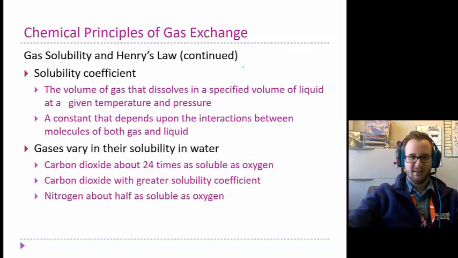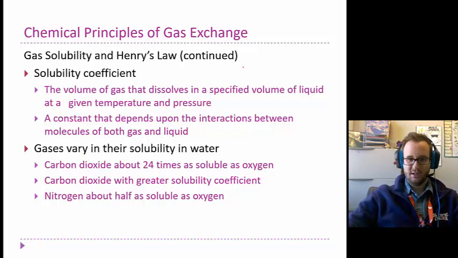And so every single gas has a different solubility coefficient, and the solubility coefficient is just going to describe how soluble that specific gas is in water. And I'm not going to go through and make you memorize solubility coefficients, but I do think it's important to understand what the solubility coefficients mean. And so I'm going to give you all some example values here.